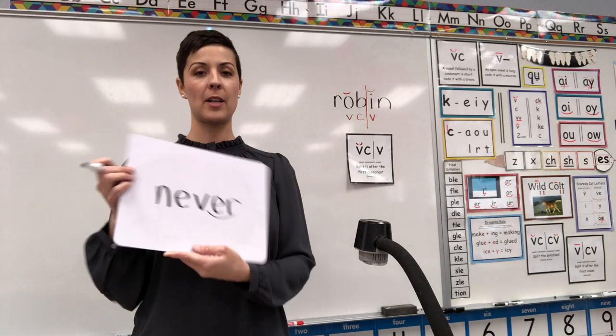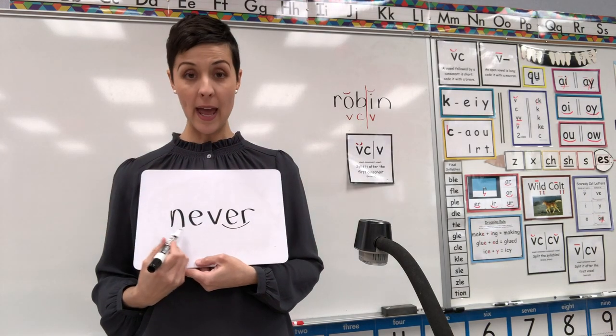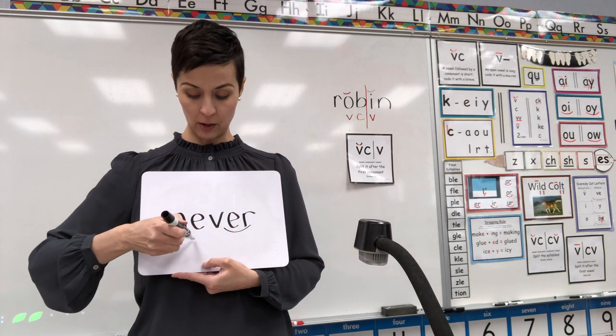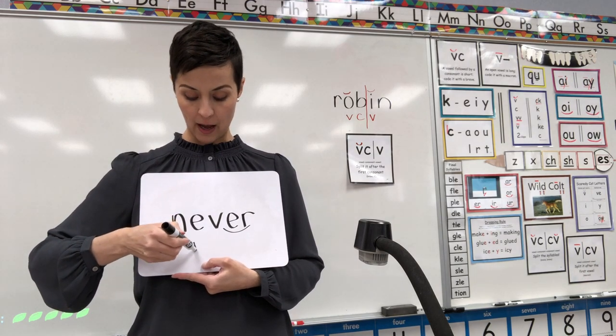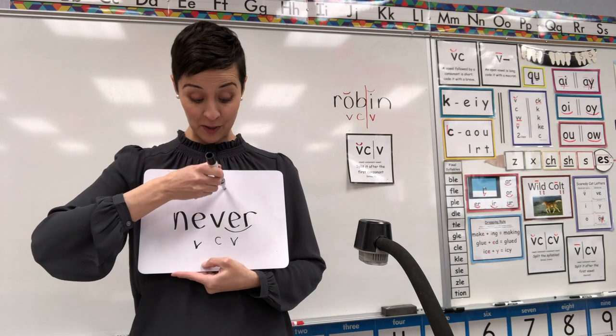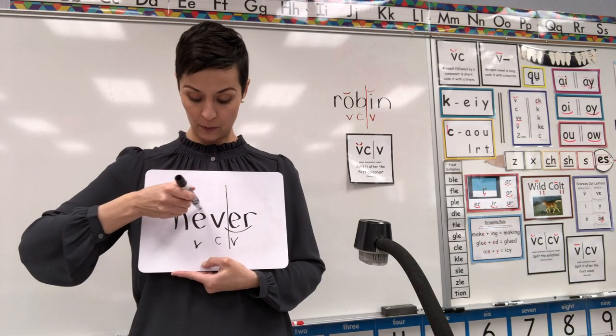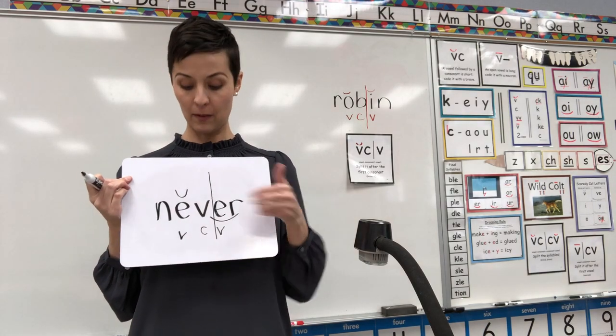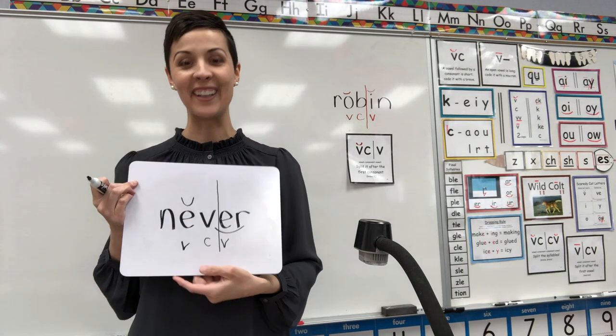Okay, check it, see how you did. Never should be N-E-V-E-R. And vowel pattern should go, you can say it with me if you know it, vowel, vowel, consonant, split it after the first consonant. Breathe. Because we want it to say never, not never, never. Erase, erase.